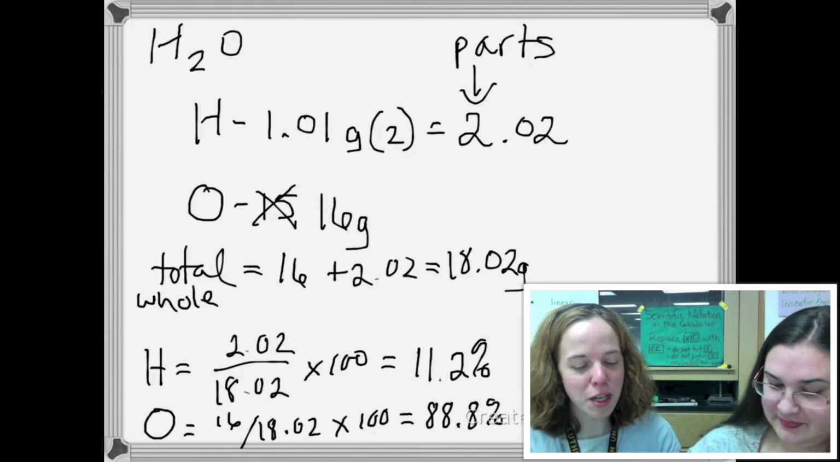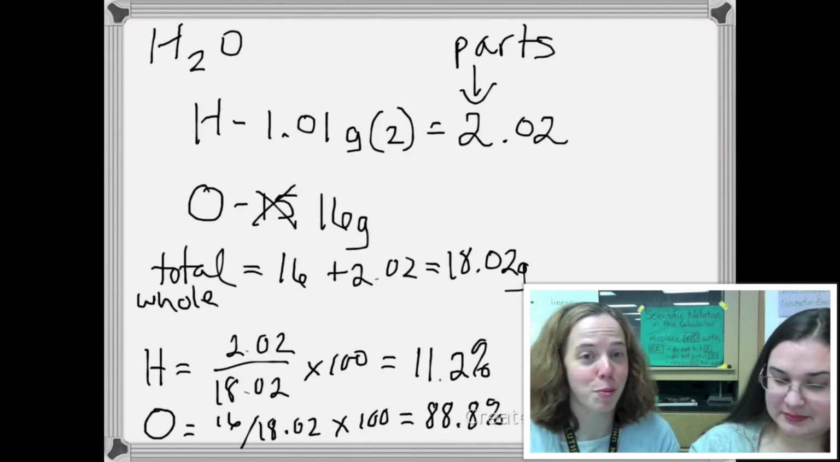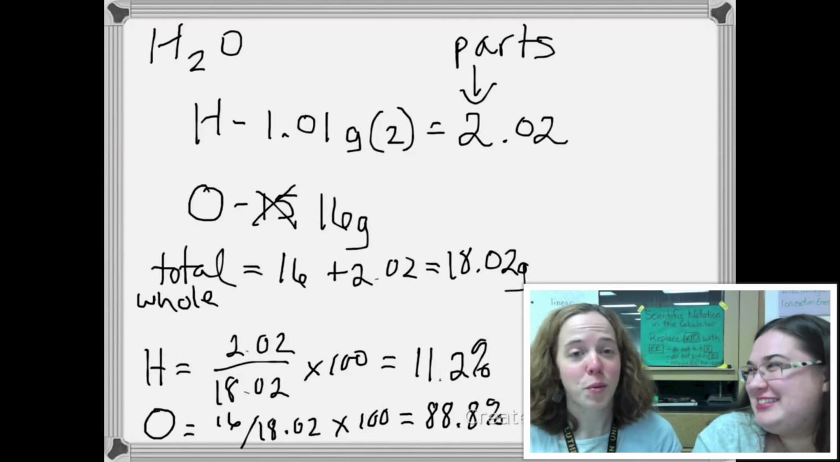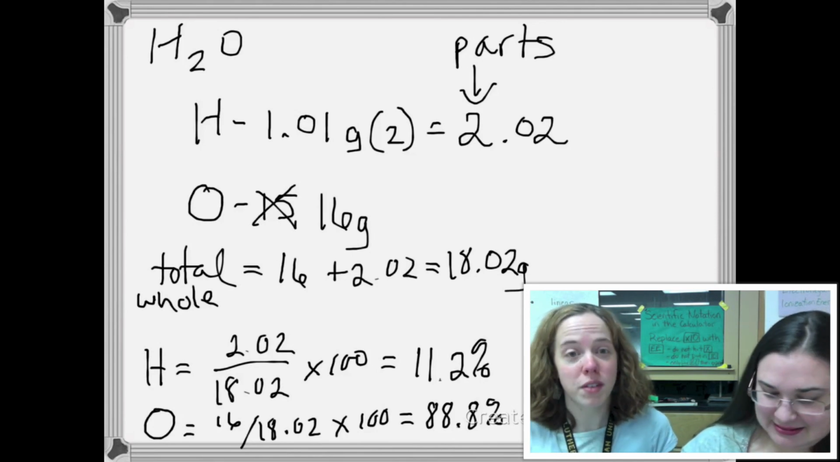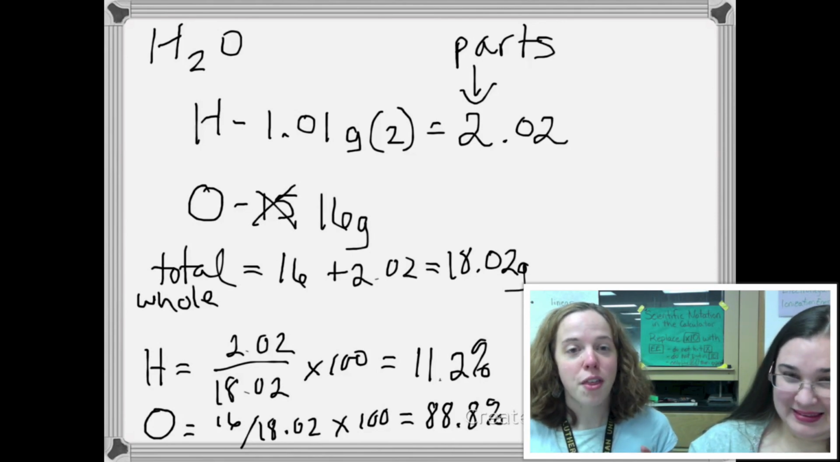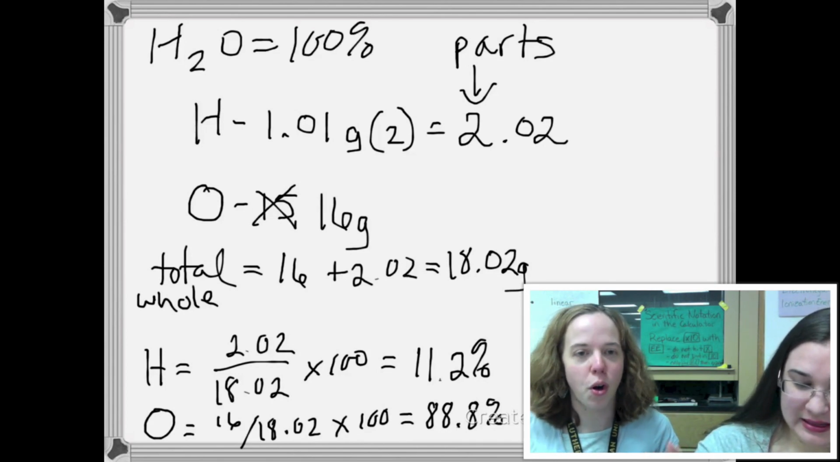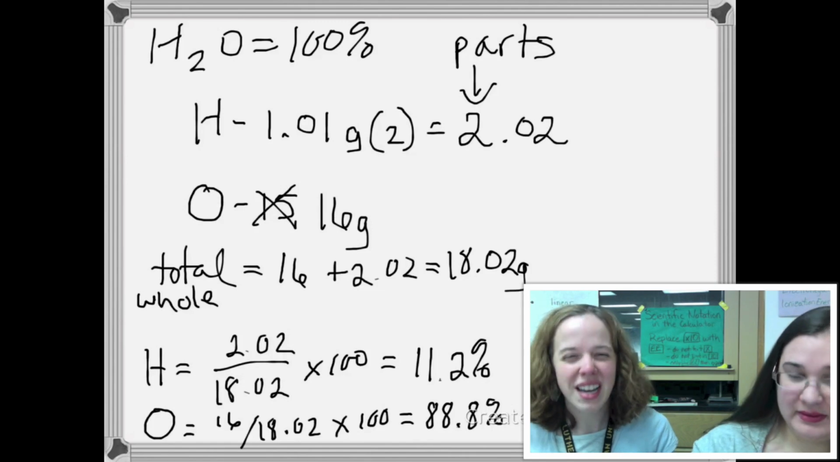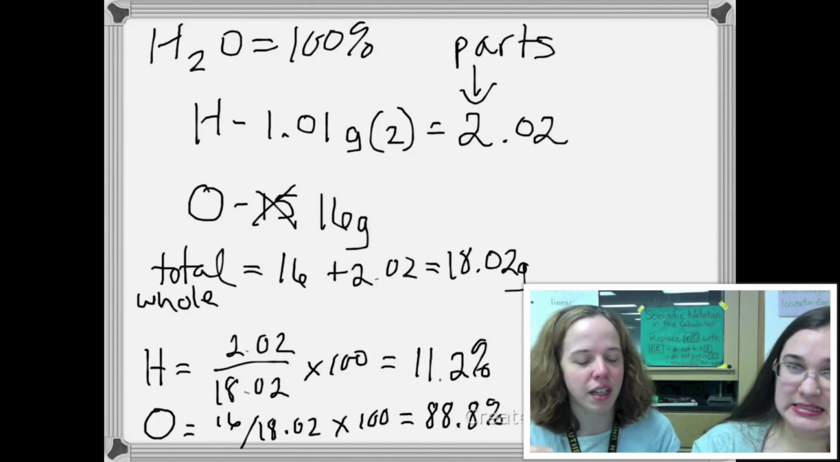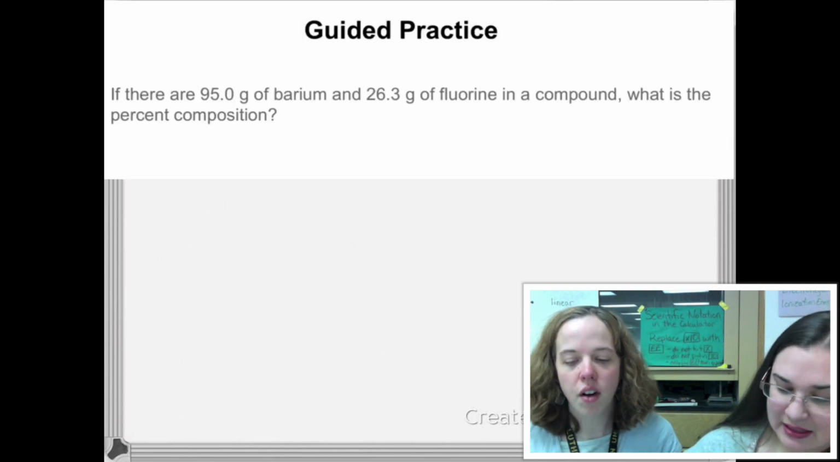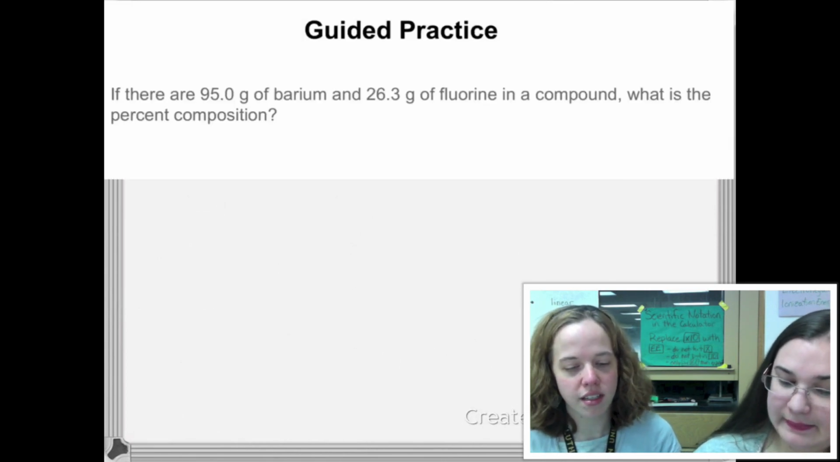What do you notice about our percent composition of hydrogen and our percent composition of oxygen? If you add them up, they equal 100%. This is how we know that we've done what we need to do, because the whole compound together is 100% of the compound. So all of your parts should add up to 100. Sometimes it won't be quite there because of rounding, but it should be pretty close. Which is a logic check. All right, so let's try our guided practice.